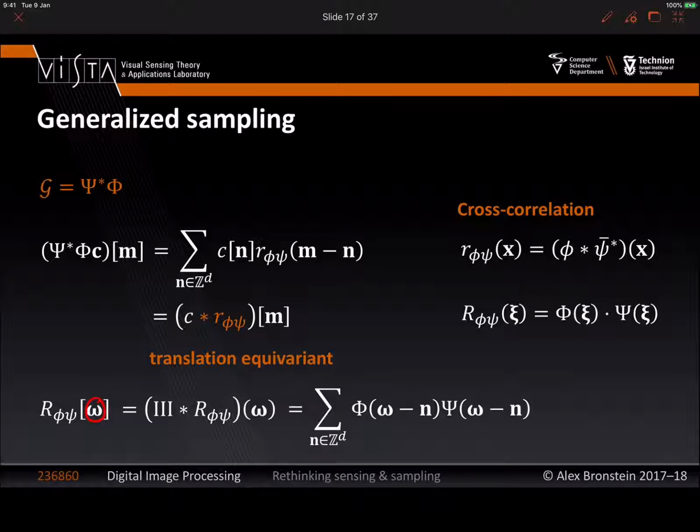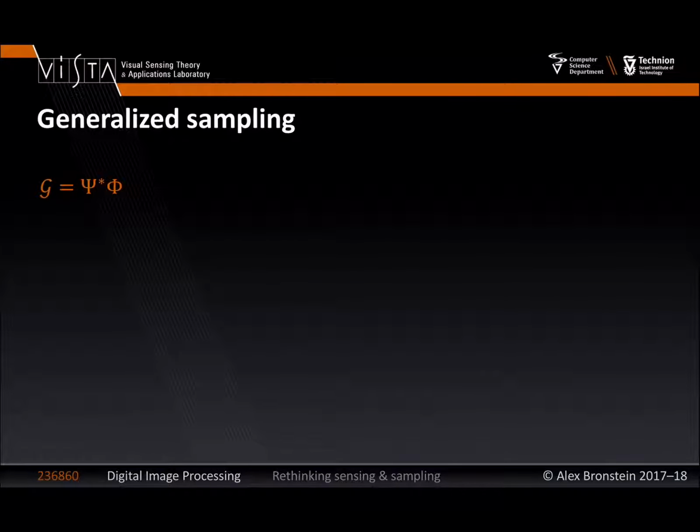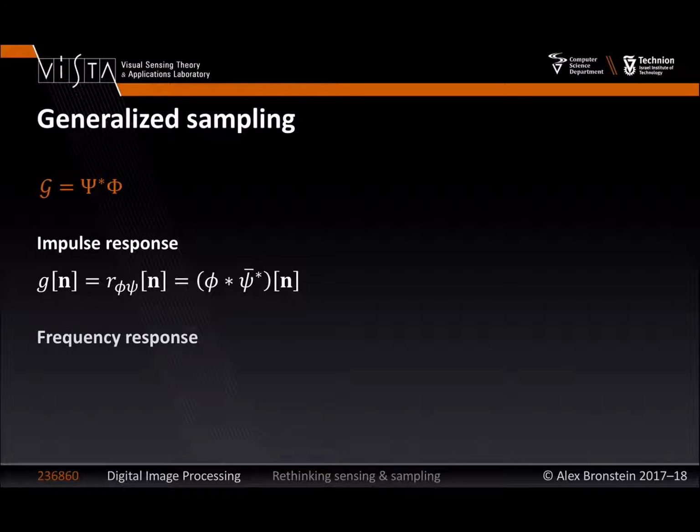So basically, I have this periodized Fourier transform. I'm now doing convolution in the space domain. It means that I'm just doing a product of C omega with this R. So essentially, it means that the frequency response of this system, so this is my impulse response, and the frequency response is given by this periodized correlation of the analog sampling and interpolation kernels, right?